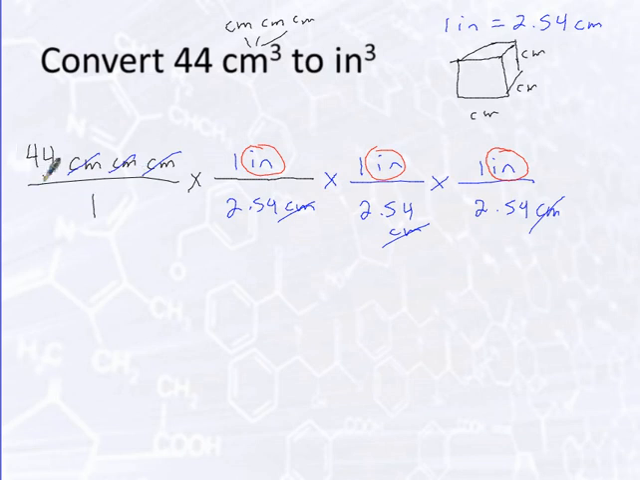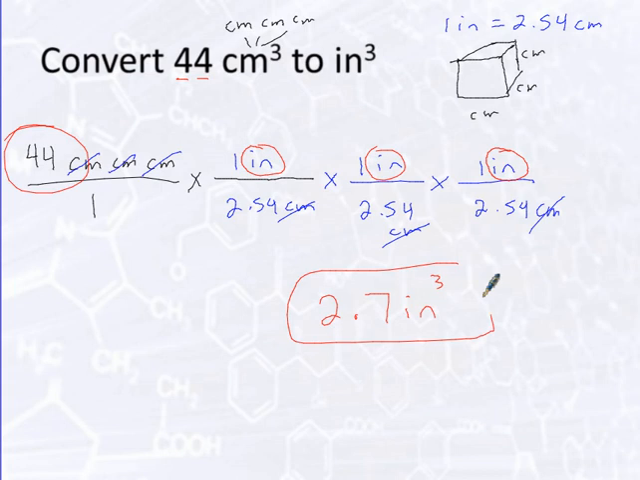So I take 44. Remember, how do you do this? You always start with that number first in your calculator. And then you move on down. Since all these 2.54s are on the bottom, I'm going to divide them 3 times. So I take 44 divided by 2.54 divided by 2.54 again, and divided by 2.54 for a third time, and I get my answer of, let's see, and I need 2 significant figures. When I type that in, I get 2.7 inches cubed. Alright, that's my answer for that one.